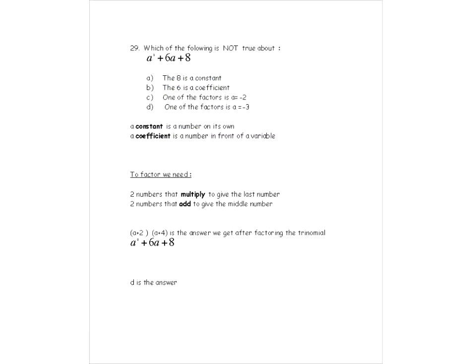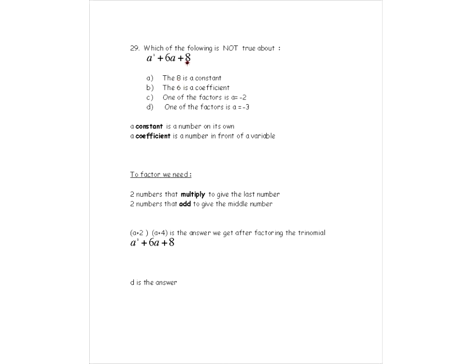And we are on the very last question. All right, so this one here says, which of the following is not true about this trinomial? And so to figure this out, first of all, I just want to go over what's a constant and what's a coefficient. Well, a constant is just a number that's on its own. It's just sitting there on its own, right? Whereas a coefficient is the number that's in front of a variable. Okay? So let's just look at A and B and see if they're true.